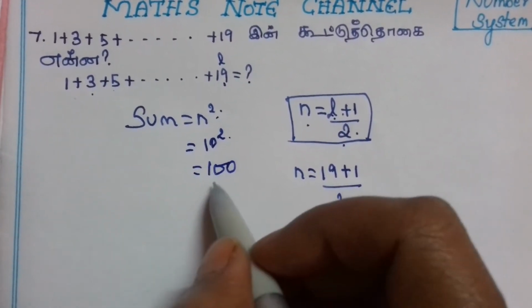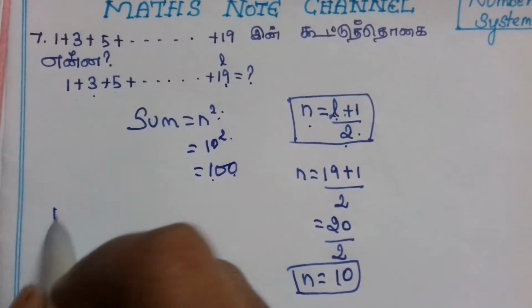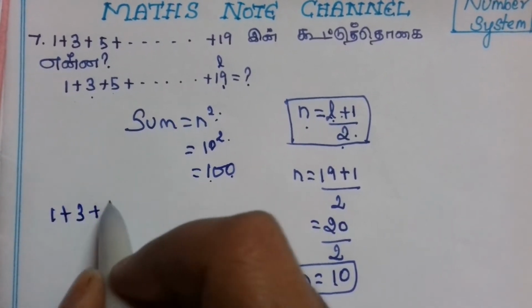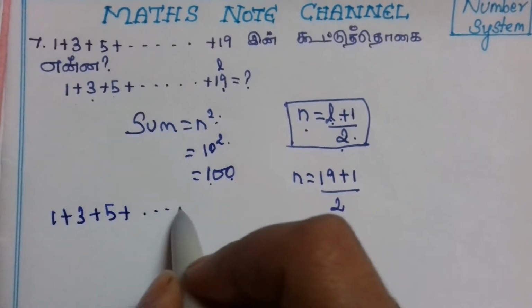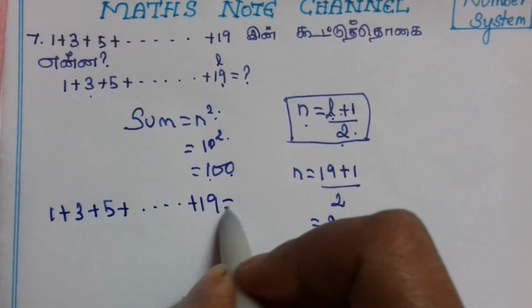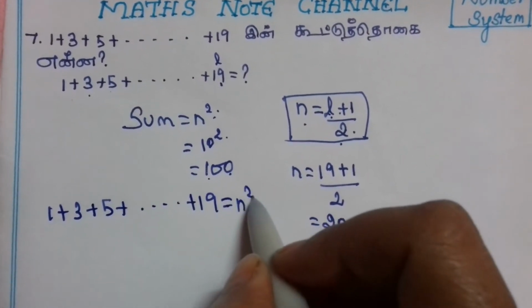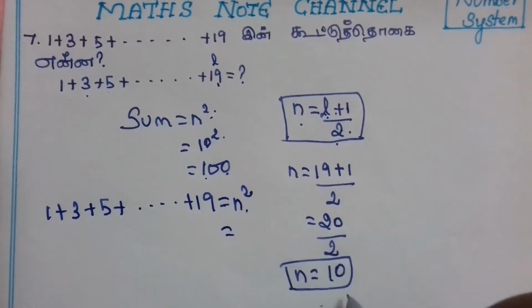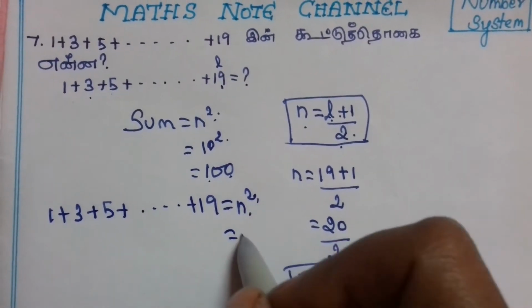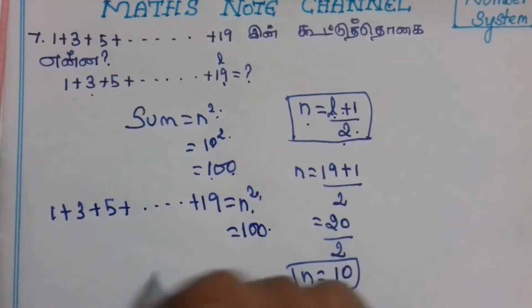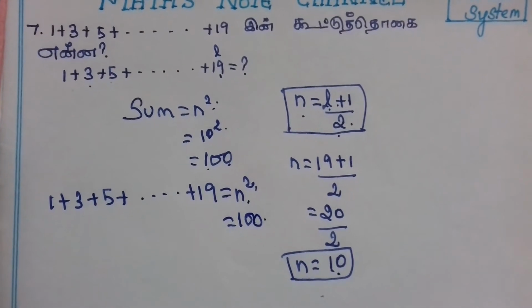Sum equal to 100. That is, 1 plus 3 plus 5 plus etc. plus 19 equal to n square. n value is 10, so 10 square equal to 100. This is the answer.